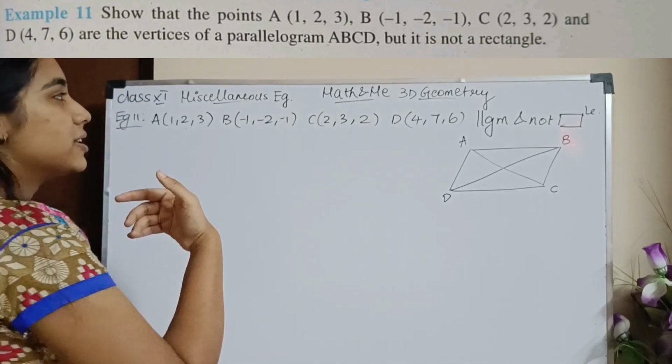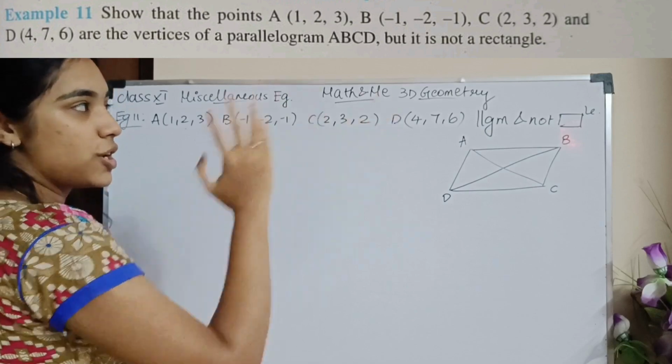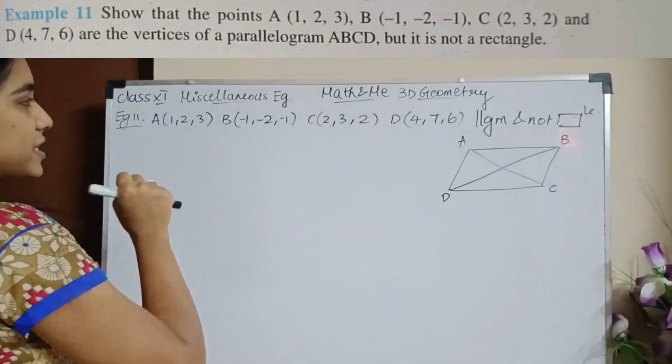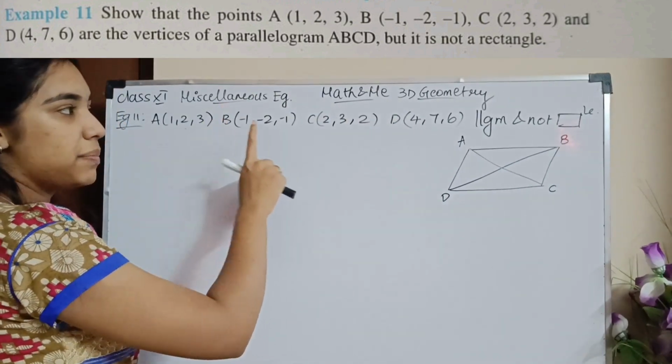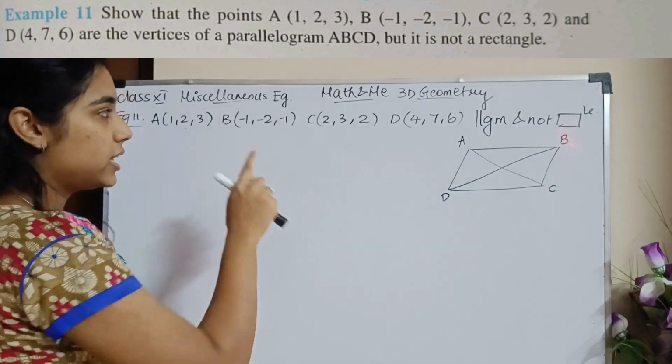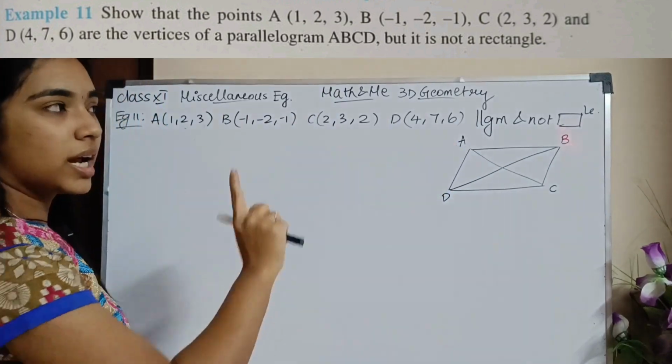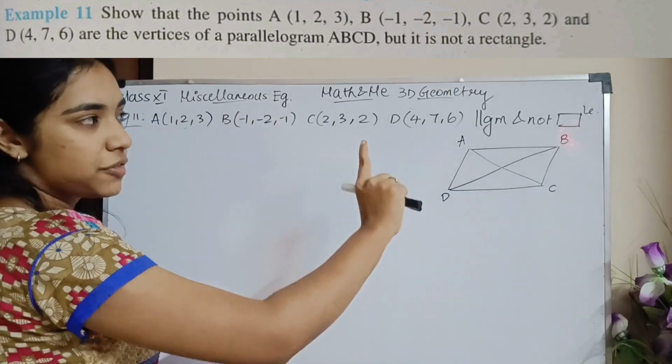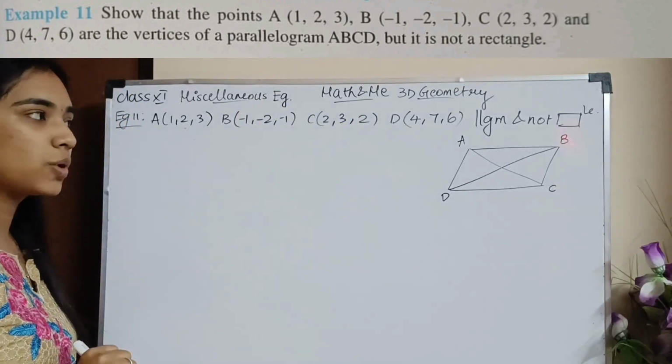So let's get started with the miscellaneous example questions of 3D geometry, okay? So first I am given the coordinates A, B, C, D. I have to prove that these are the vertices of a parallelogram and not a rectangle, okay? So what is the difference between a parallelogram and a rectangle? So what are the steps?